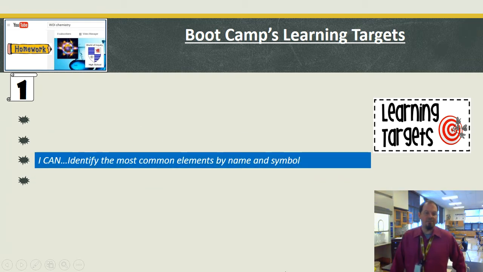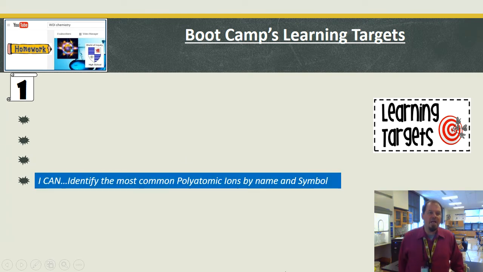Okay. Identify the most common elements by name and symbol. That is kind of like building fluency into the periodic table and prepping us for atoms. So it's prepping us for the first 2 units, trying to get some fluency with names and symbols of atoms. And then identify the most common polyatomic ions. This is Table E in our reference table.